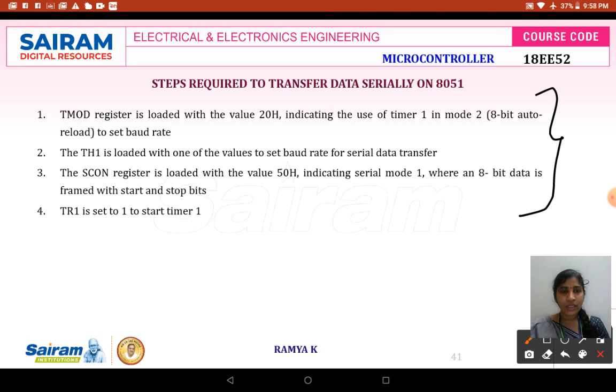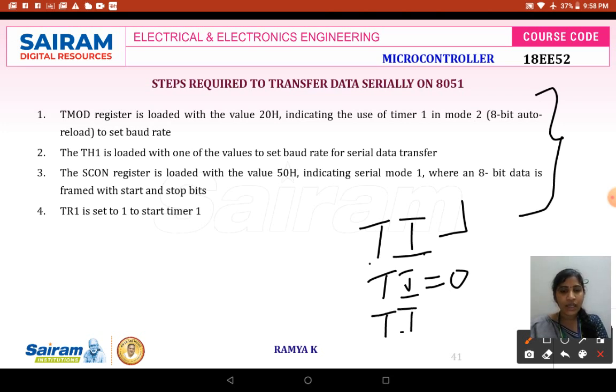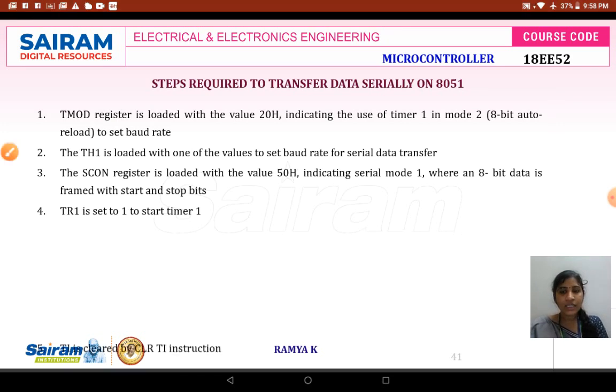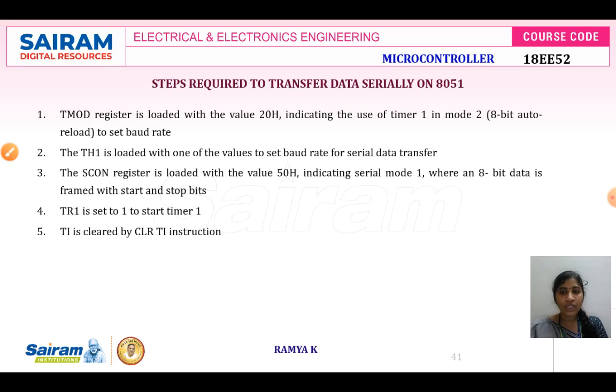Once the timer is started, your data is transferred from your transmitter end to your receiving end. For that, you have to check your TI flag. TI is the transmit interrupt flag. This flag TI will be equal to 0 while the data is being transferred. Once the data is transferred, TI will be equal to 1. So as a next step, you have to check your TI flag.